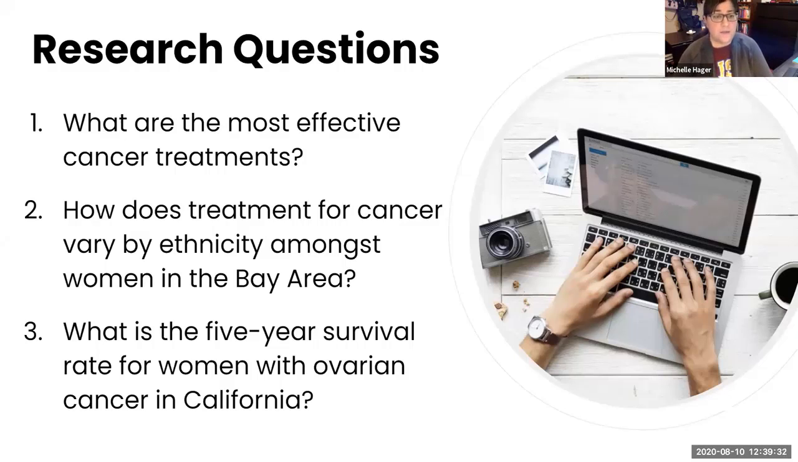It's open-ended as well. For number 3, what is the 5-year survival rate for women with ovarian cancer in California? This is a research question that wouldn't work well because it is one of those where you can look up this statistic and your question is answered. The research is done. It's not open-ended enough. It doesn't warrant more discussion and research. It's just you look up a number and that's it.